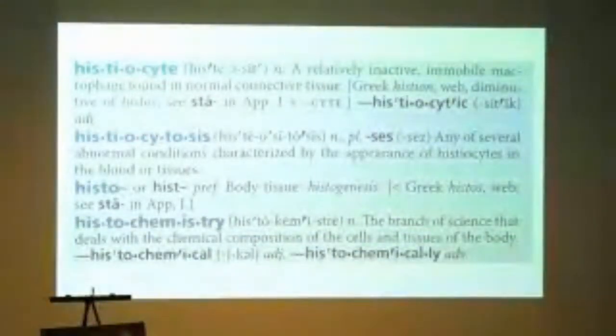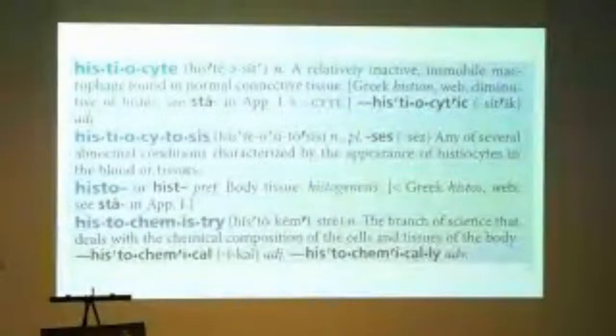Histo. Hist. We just saw hist. Here is body tissue. Histogenes. Greek. Histo. Web. Okay? That's what histo is. A web. This is more medical terminology. They give you the chemistry, you know, this kind of stuff like that, right?